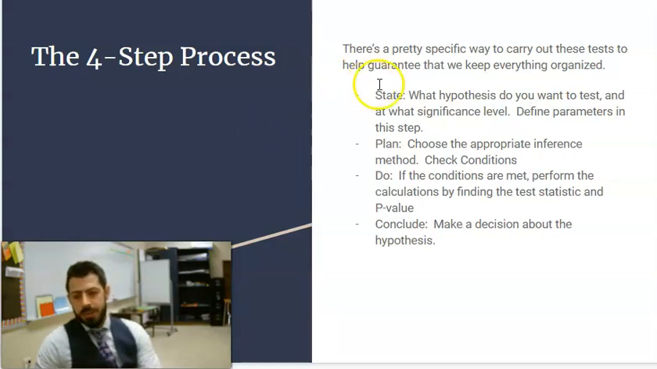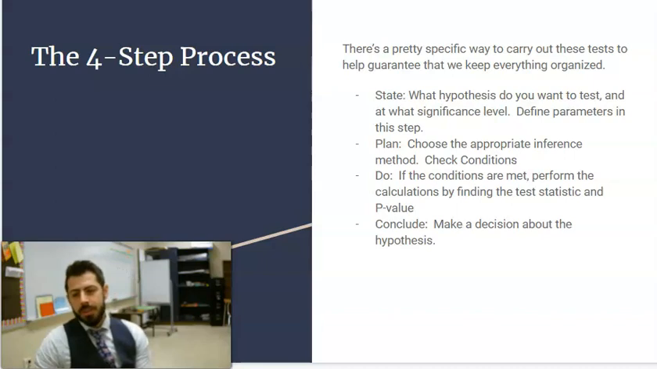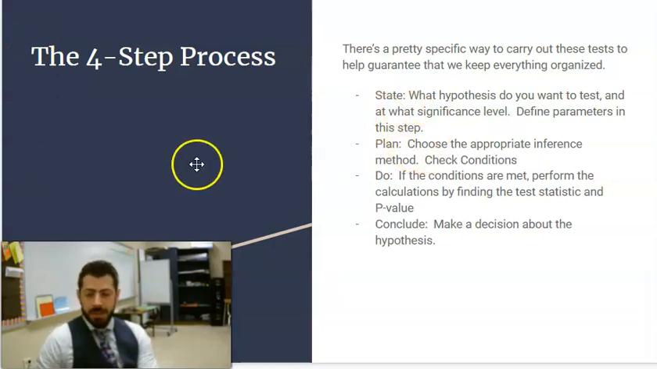First, state. You state what hypothesis you want to test and at what significance level. Or if you're doing a confidence interval, you state that you want to make a confidence interval, and again, at what significance level. Next, plan. You choose the appropriate inference method and you check the conditions for that method. It's also okay to reverse the order of these, right? A lot of times the conditions that are met for your test will determine what method you choose.